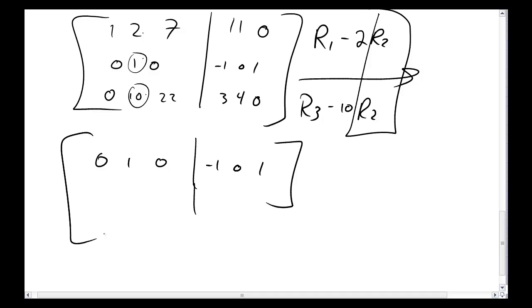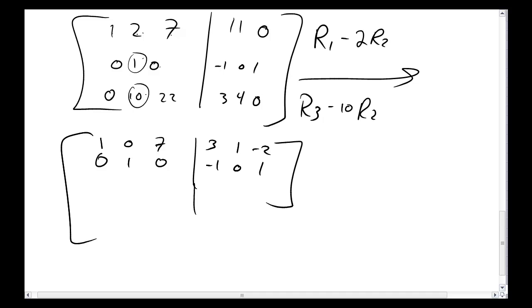Alrighty, so let's start to make this happen. I've got row 1 minus 2 row 2. So 1 minus 2 times 0 gives me 1. 2 minus 2 times 1 gives me 0. 7 minus 2 times 0 gives me 7. 1 minus 2 times negative 1 is 1 plus 2. That gives me 3. 1 minus 2 times 0 gives me 1. 0 minus 2 times 1 gives me negative 2.